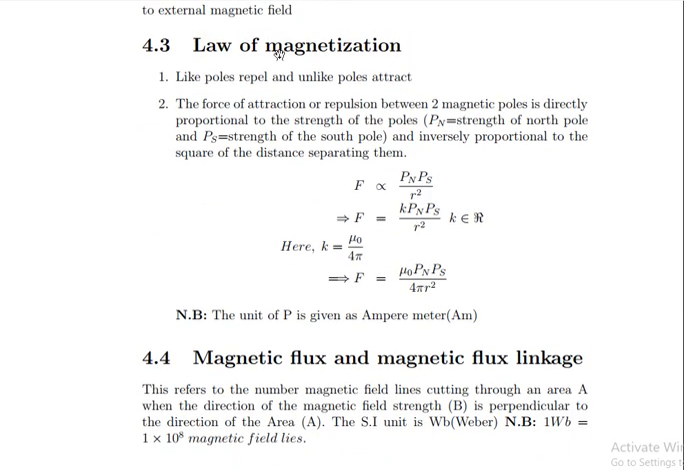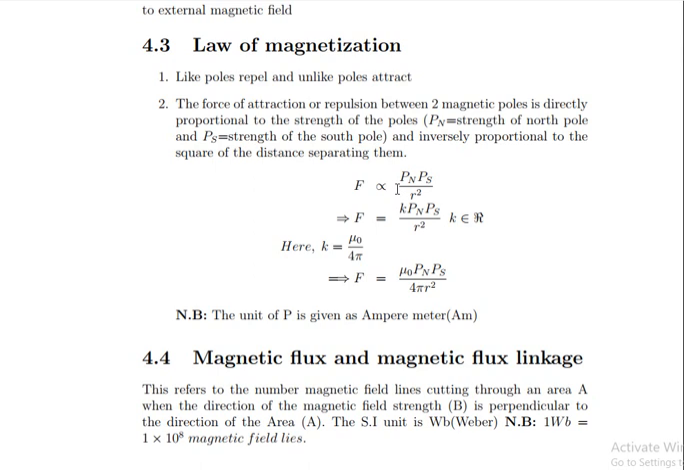So now let's see the laws of magnetization. The first law of magnetization is that like poles repel and unlike poles attract. That's the first basic law. The second law is that the force of attraction or repulsion between two magnetic poles is directly proportional to the strength of the poles. Pn is the strength of the north pole and Ps is the strength of the south pole, and it's also inversely proportional to the square of the distance separating them. So it's also respecting the inverse square law.